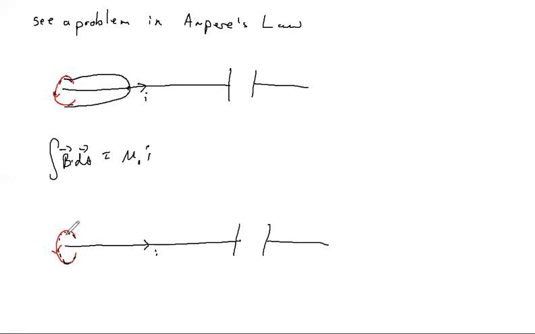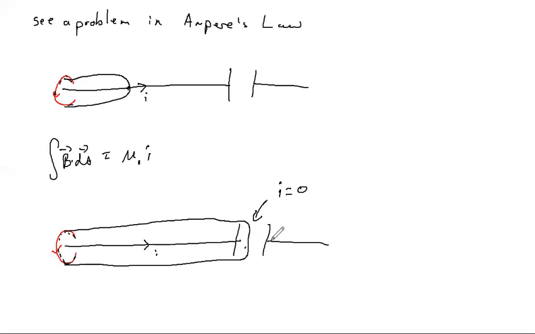But since the soap bubble or the surface was a mental construct, there's nothing preventing us from just extending it all the way over to this capacitor, on down, across, and over. So now we see the problem. The current is zero inside the capacitor. No charge actually crosses the capacitor. The charge accumulates on the plates of the capacitor.